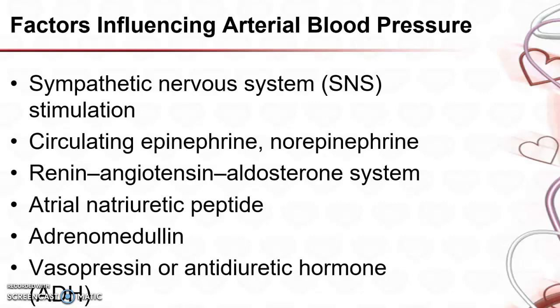Atrial natriuretic peptide. Its main function is to reduce expanded extracellular fluid volume by increasing renal sodium excretion. So if we can get the kidneys to get rid of sodium, water will certainly follow, because remember, sodium and water are almost like a married couple. Where the husband goes, the wife goes; where the wife goes, the husband goes.